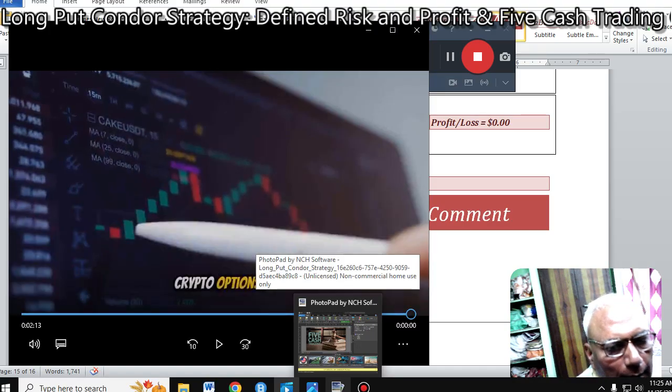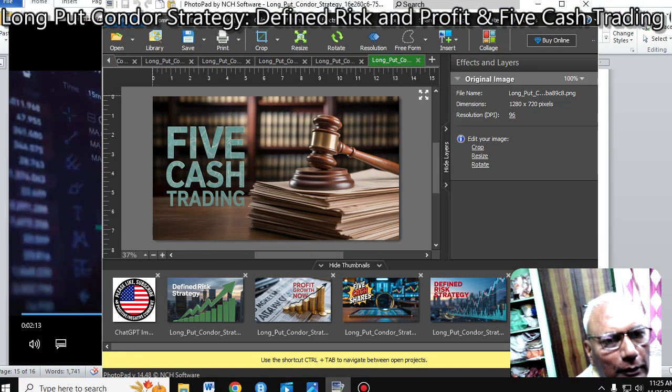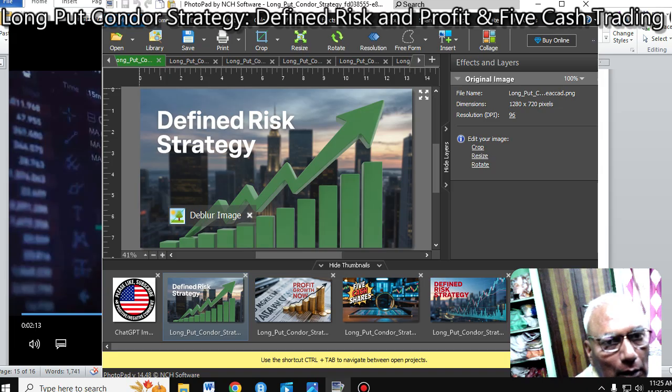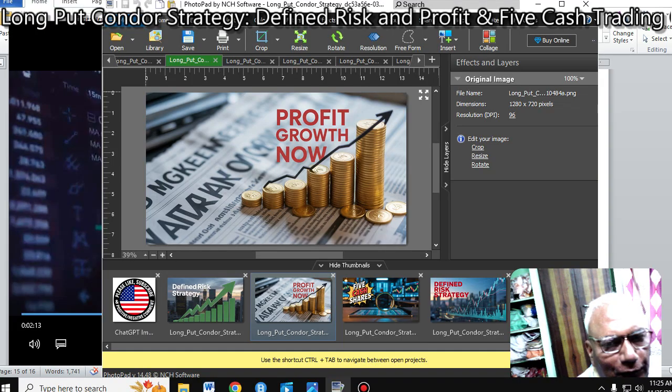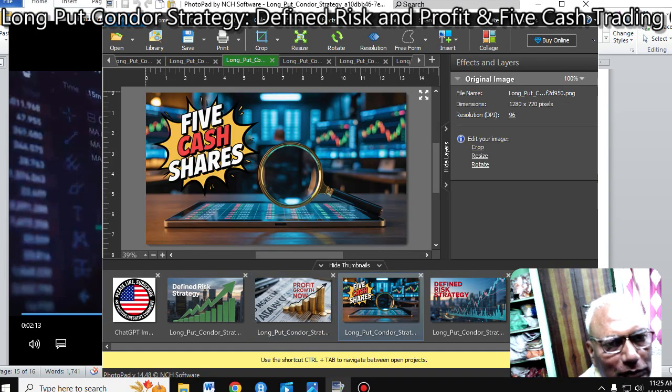Some other images are there. Five cash trading. Defined risk strategy. Profit growth. Five cash shares.